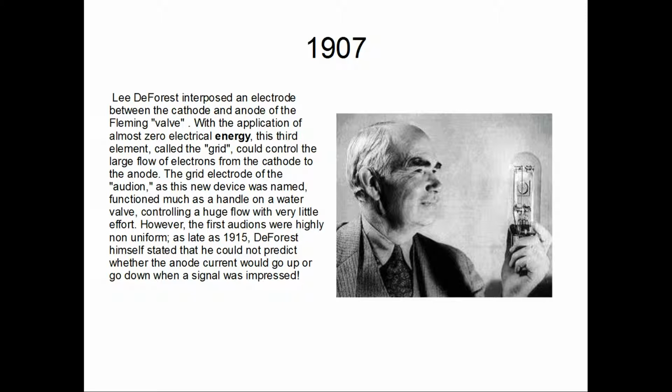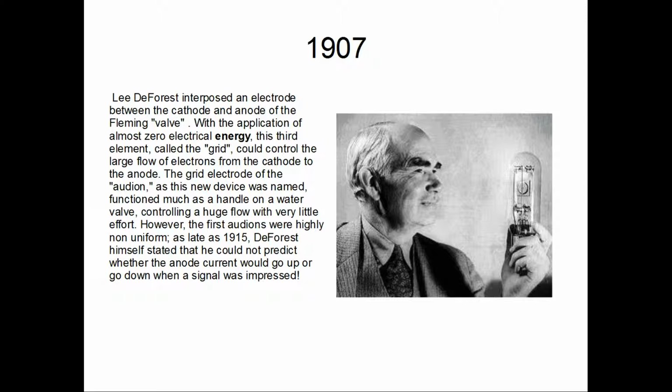In 1907, Lee de Forest interposed an electrode between the cathode and anode of the Fleming valve. With the application of almost zero electrical energy, this third element, called the grid, could control the large flow of electrons from the cathode to the anode. The grid electrode of the Audion, as this new device was named, functioned much as a handle on a water valve, controlling a huge flow with very little effort.